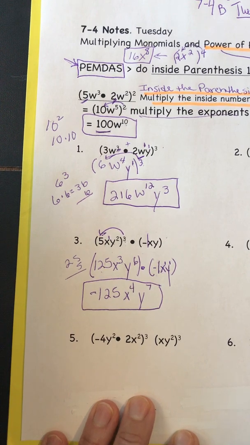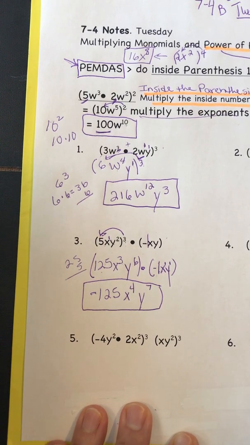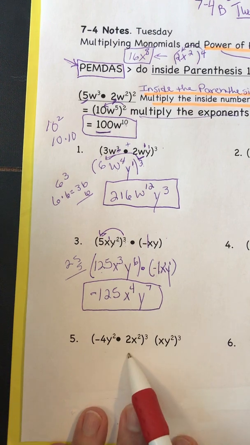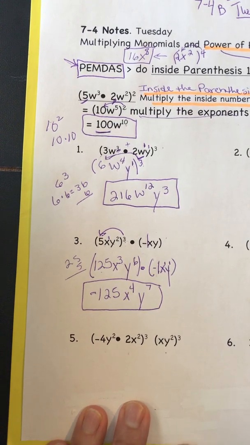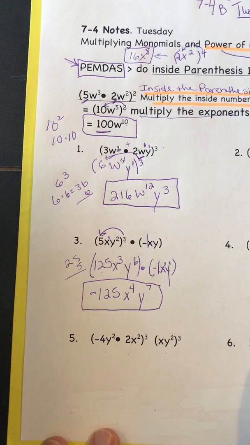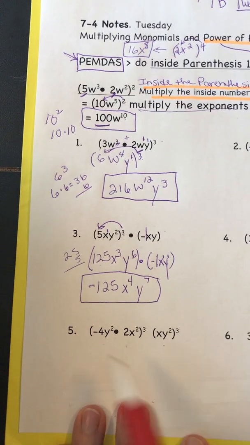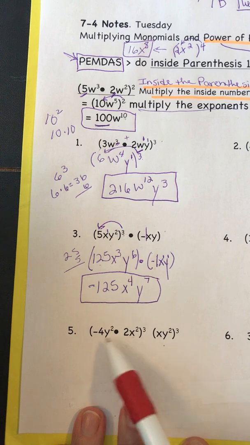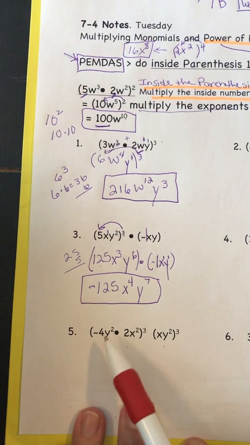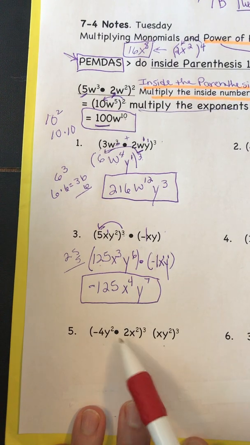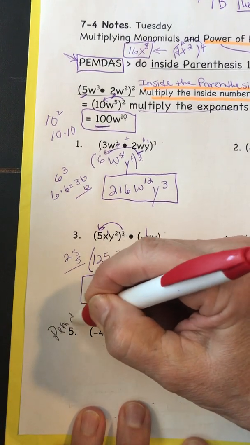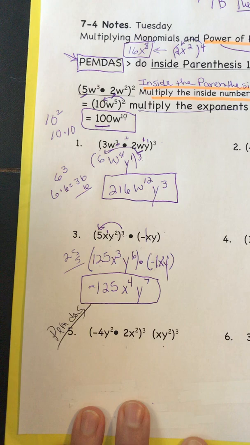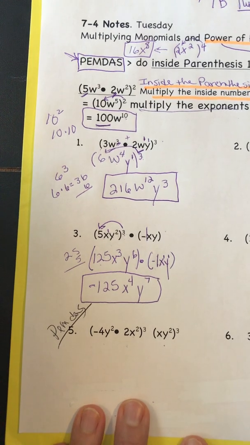We're still working with Power of Powers, and we're doing our most challenging problem now. I want to take it slow so you can get a good feel for it. We've been talking about how sometimes it looks different, such as here, there's a problem inside the parentheses. There are two monomials, and we need to work inside the parentheses first, following PEMDAS.